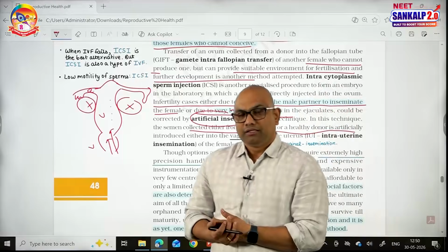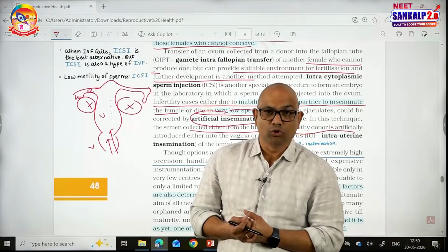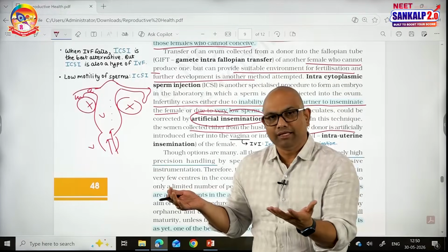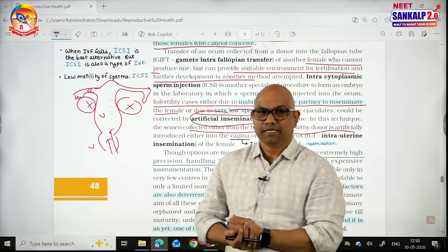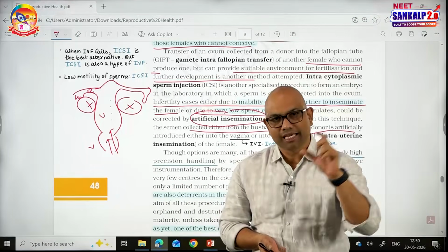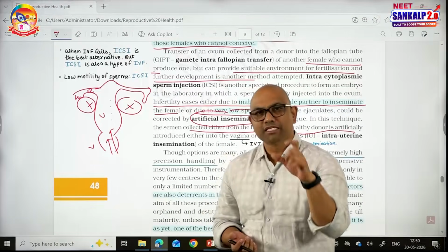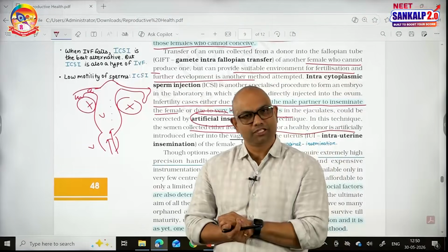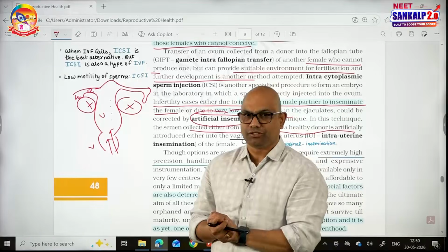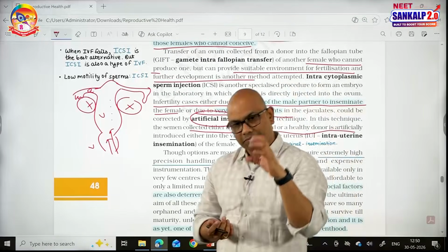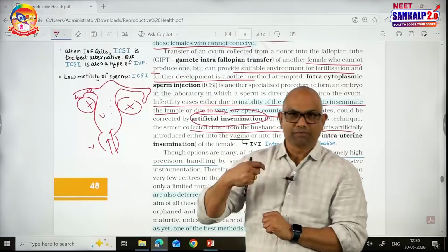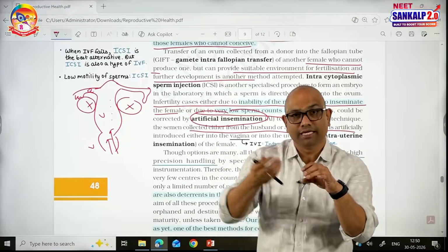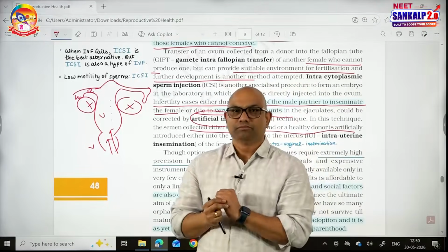For example, the male partner is having a severe problem of low sperm motility. Though they are injected, because of low motility, they are unable to fertilize. At that time, the best method is ICSI, intracytoplasmic sperm injection. In this method, fertilization occurs outside the body only. It is a type of in vitro fertilization. They will collect an ovum from the female and a healthy sperm from the male. They will take the sperm into a micro injection. They will directly inject the sperm into the cytoplasm of the ovum outside the body.